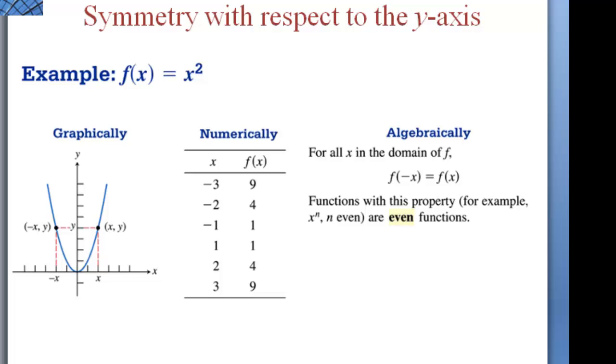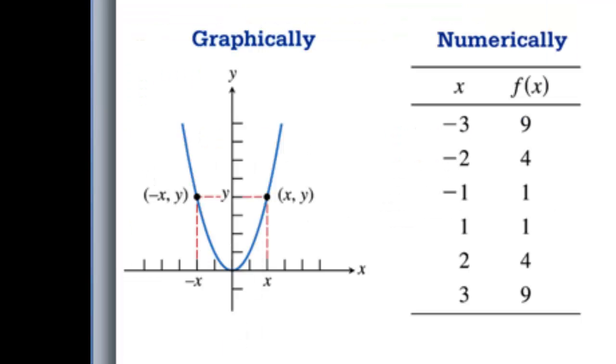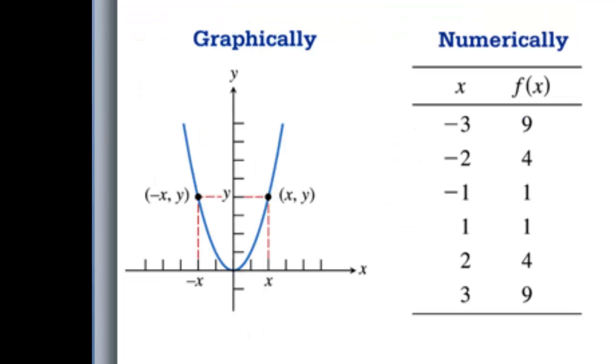Begin by looking at symmetry with respect to the y-axis. For example, if we look at f of x equals x squared, there are three different ways we can look at it. We can look at it graphically. We can see that it is symmetrical around the y-axis.